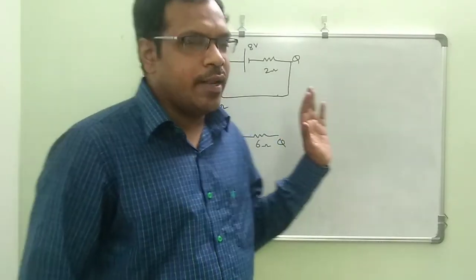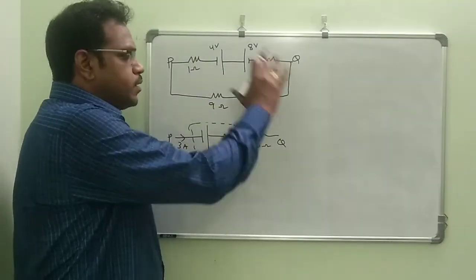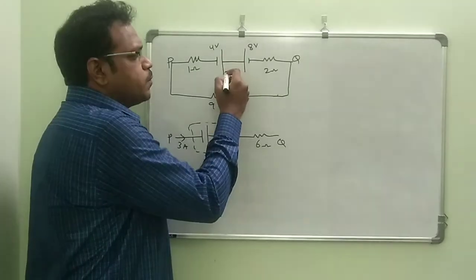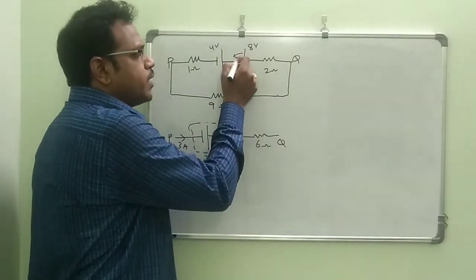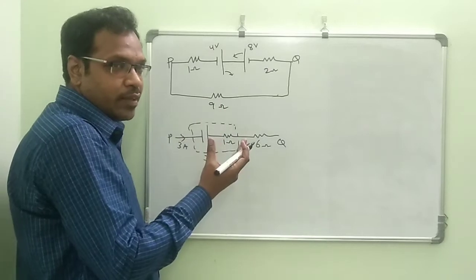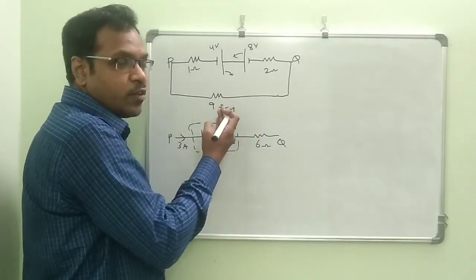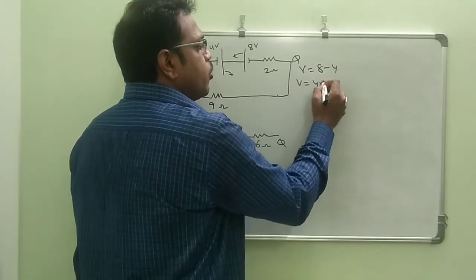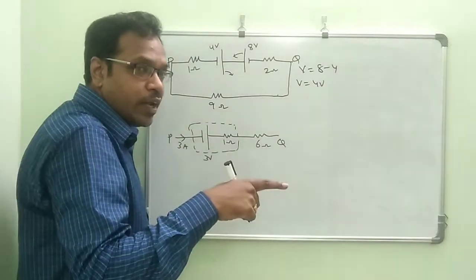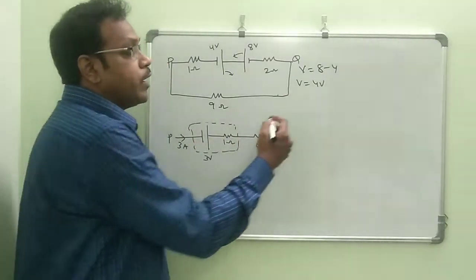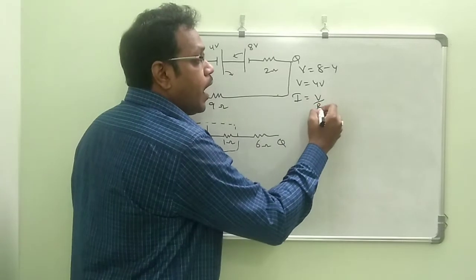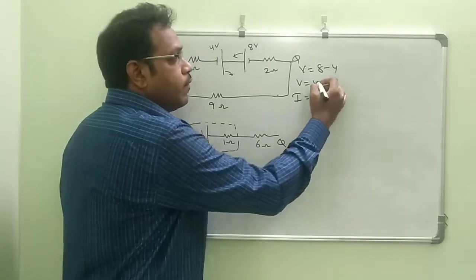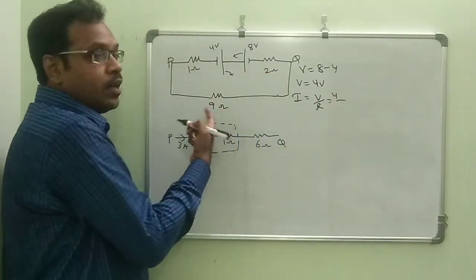Next model, if you see the next model, it is the same. It's a single loop model like yesterday's. One battery is in the clockwise direction and the other in the anti-clockwise direction. So who is going to win here? The anti-clockwise one wins. The resultant voltage is now 8 minus 4, so 4 volts. To find the current, I is equal to V by R, with the resultant voltage of 4 volts.